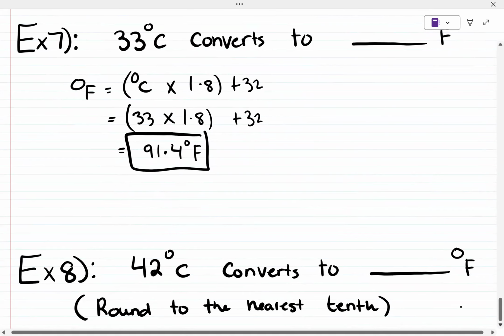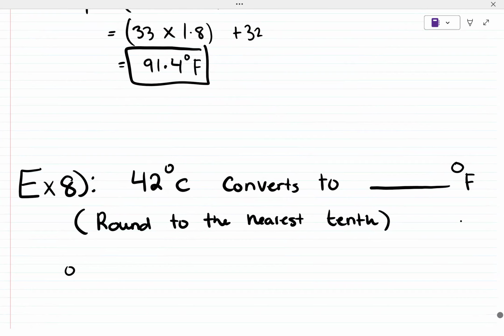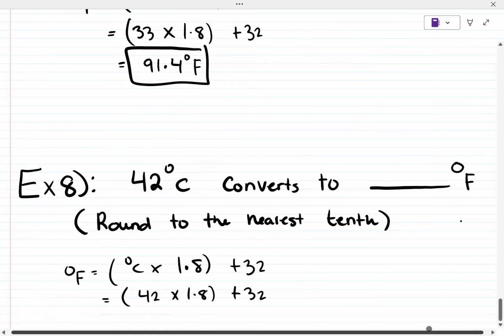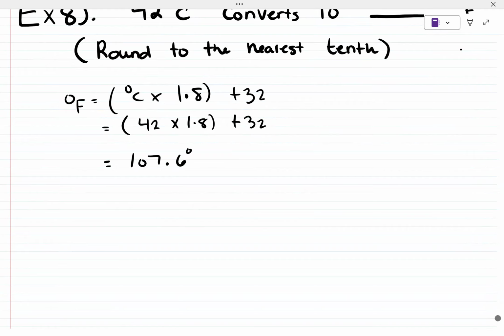Okay, last example. 42 degrees Celsius converts to Fahrenheit, rounded to the nearest tenth. So you're going to use rule two. Degrees Fahrenheit equals degrees Celsius times 1.8 plus 32. And 42 times 1.8 plus 32, when you put it in the calculator, gives you 107.6 degrees Fahrenheit.